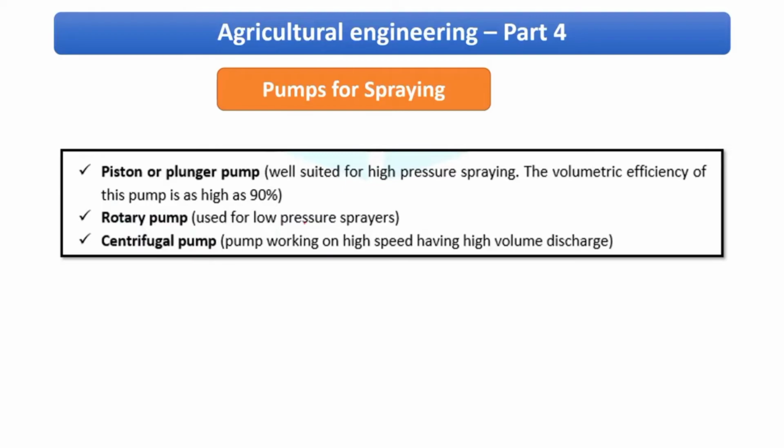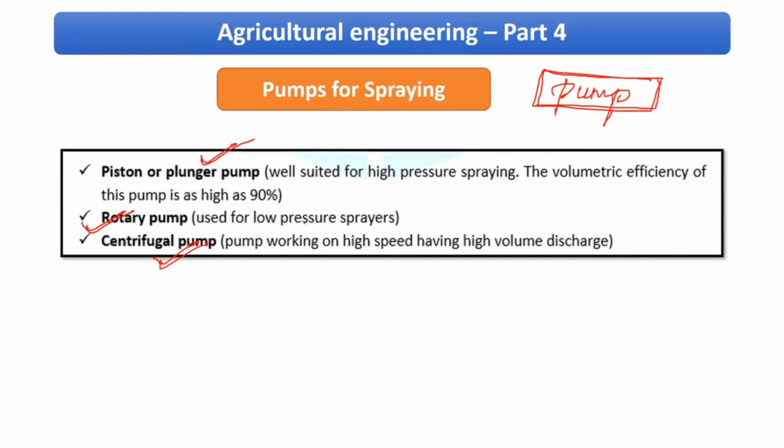Now since we are talking about sprayers, by now you would have realized that in each of these there is a pump which is attached. There's a pressure which is built in this pump, and through the nozzles the droplets are sprayed over the crops. The types of pumps that are used can be either piston or plunger type, rotary pump, and centrifugal pump as well.